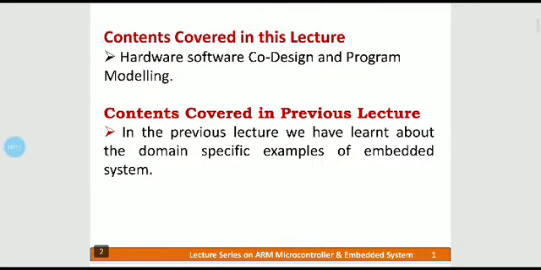In the last lecture, we have learnt about the different domain specific examples of embedded system, where we learnt about two examples. One is washing machine and the second one is automobile, which are considered as domain specific examples, and we have seen the ins and outs of the washing machine and how it works.